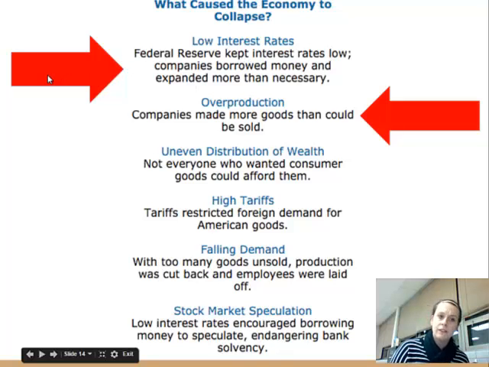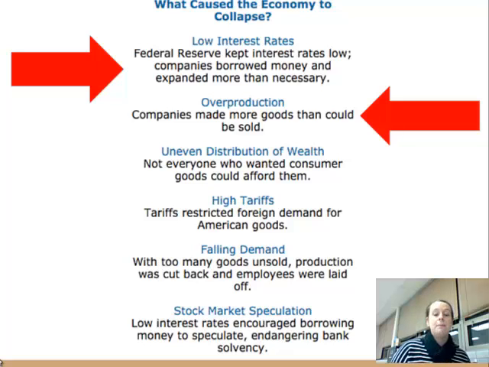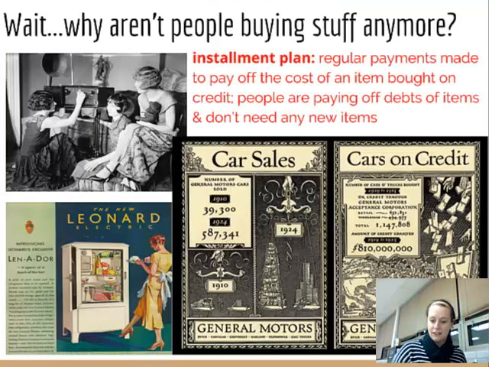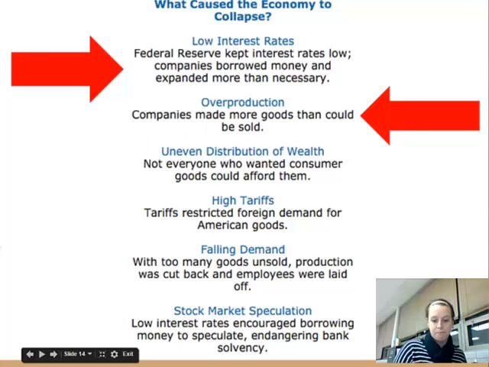And this threw off companies because companies kept borrowing more and more money because it was really cheap to do that, and they kept expanding even more and more, creating more products and buying more machinery to build those products. Now, this tricked those businesses into thinking that the economy was still growing. So this leads to overproduction. Companies start making more goods than there is a demand for, so they cannot sell their goods. But why aren't people buying these goods, right? What leads to this overproduction?